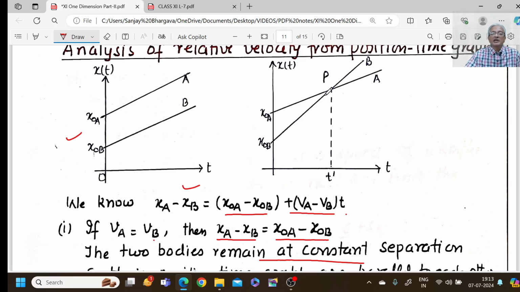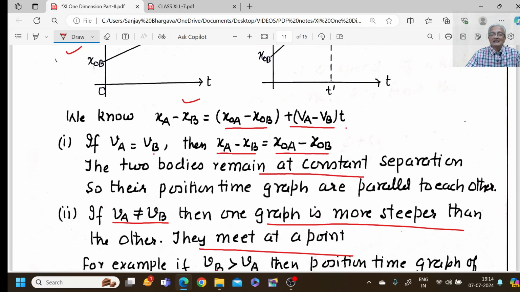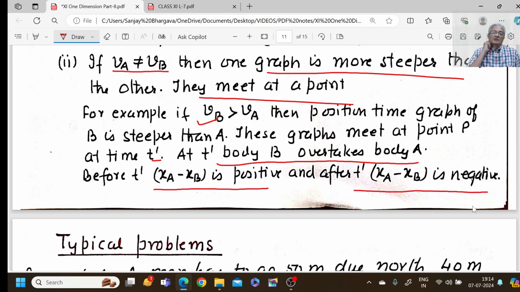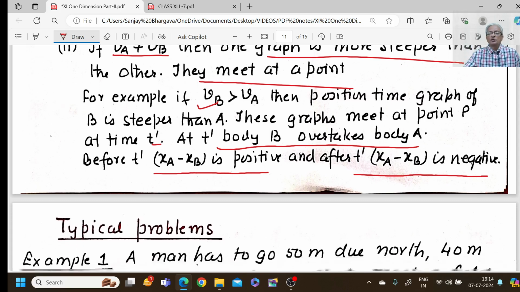They meet at this time t dash. So from the initial time t equal to 0 to t dash, the separation decreases, and after t dash the separation once again increases. So we see the graphs meeting at point P at time t dash. At t dash, body B overtakes body A. Before t dash, xa minus xb is positive, and after t dash, xa minus xb is negative. Now we'll handle certain typical problems that you come across in two-dimensional motion.